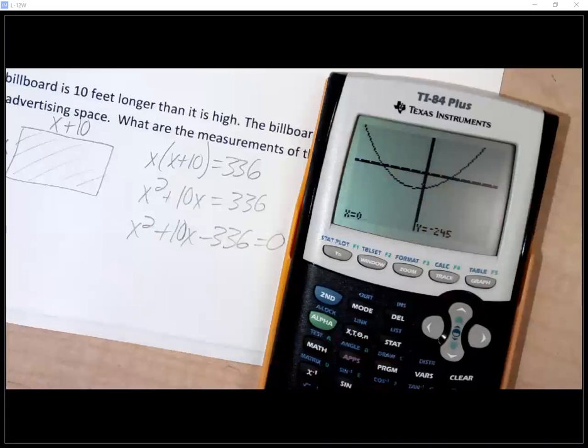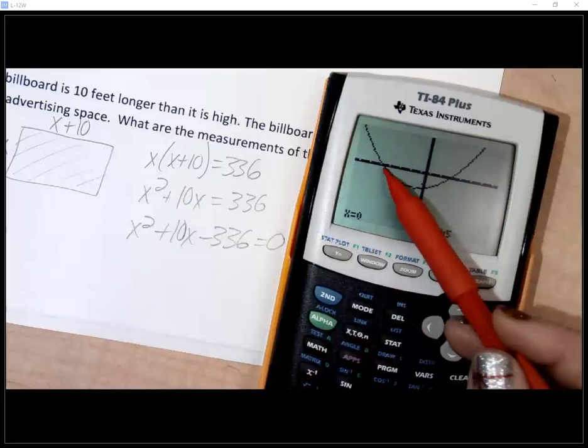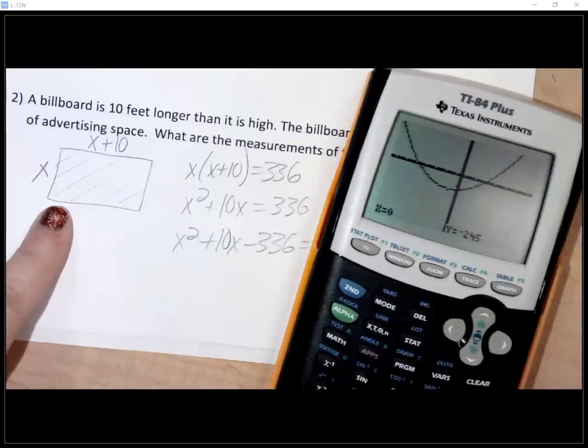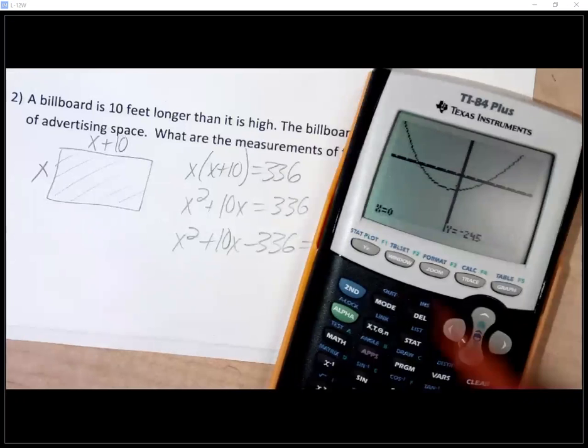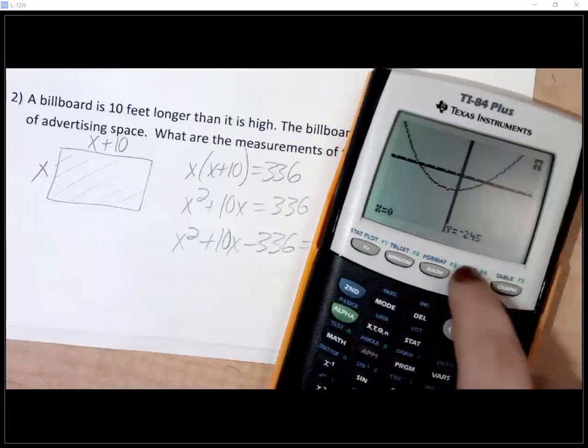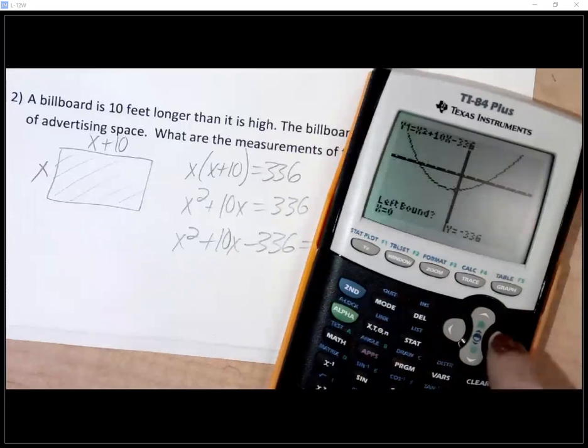Your roots. Yeah, my roots. Again, I have one negative root, which won't make sense in terms of this problem, because I can't have a negative side length of a rectangle. So I'm actually going to ignore this root over here, and I'm just going to focus on this one. If I just find that root, I'll have my answer. Remember, you want to be a little bit to the left of the intercept. Go a little bit to the right.